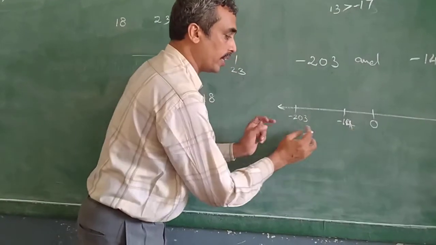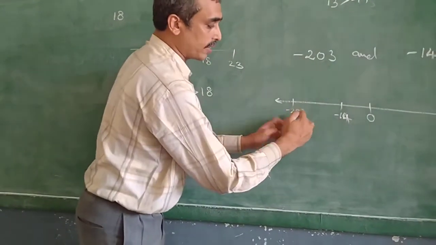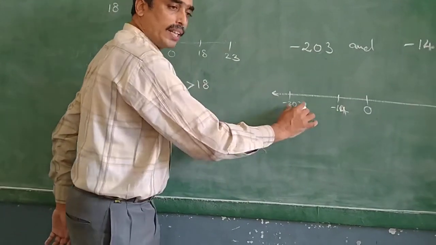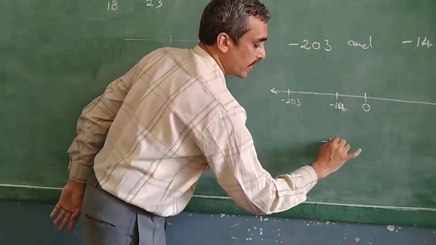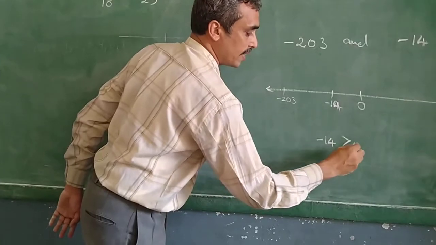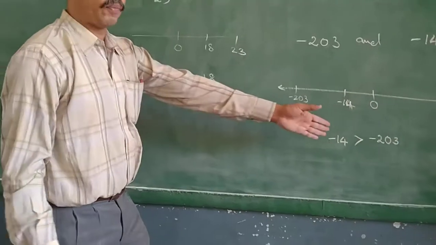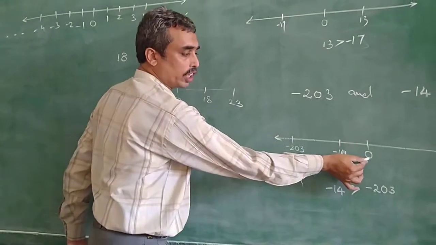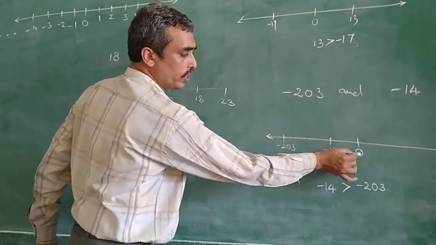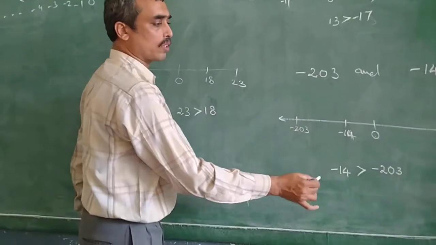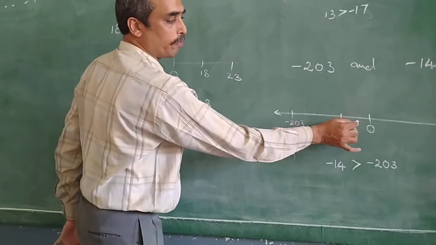-203 and -14, which is on the right side to each other. Say -14 is on the right side, -203 is on the left side. So you can say that -14 is greater than -203. So for that matter, even if you compare 0 also, 0 is greater than any negative integer. Even if you take -1 also, 0 is on the right side of -1.